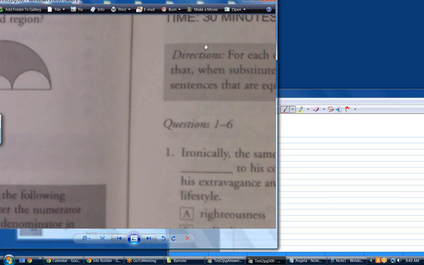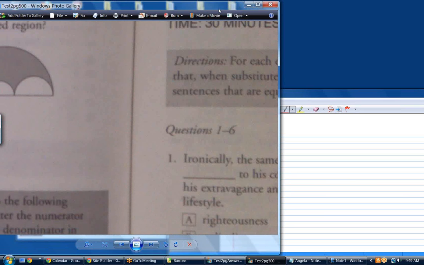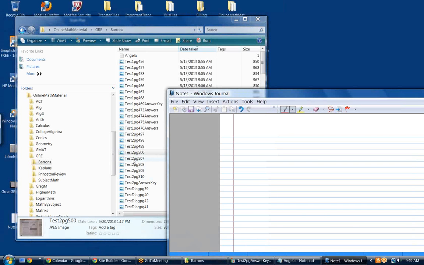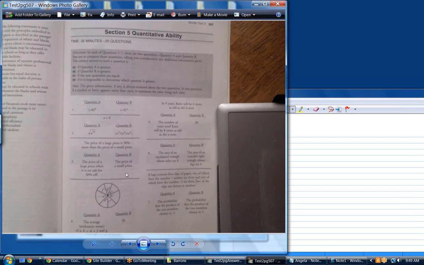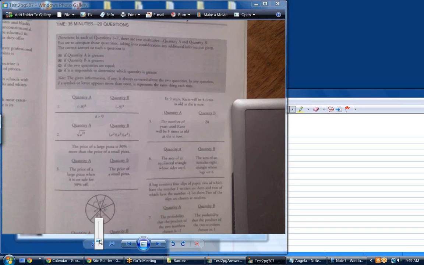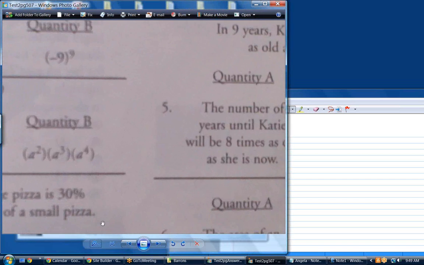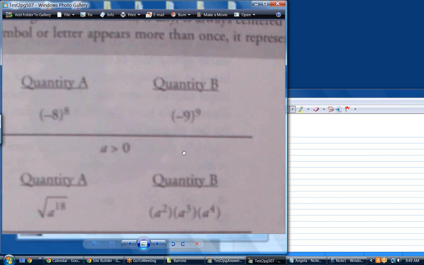Okay, that was next page. So that was section 3. I think there's only 2 sections, so that's more than half of the quantitative test.